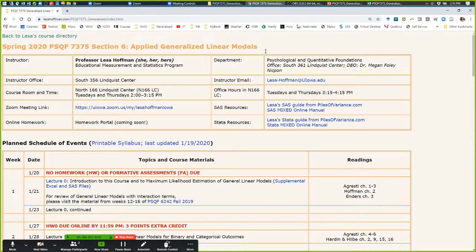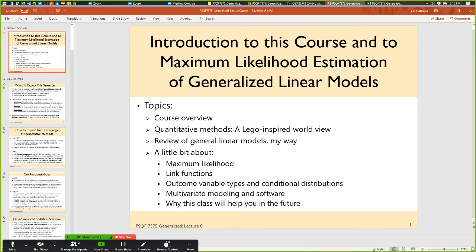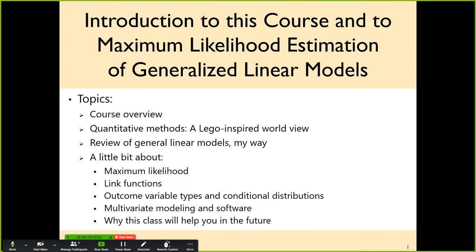So there it is. All right, so here we go, my new orange slide color scheme here. This is kind of a mouthful, but introduction to this course and to maximum likelihood estimation of generalized linear models. I know, right? It's a lot of words. I will apologize, but not really, like sorry, not sorry, in advance for packing my slides full of words.